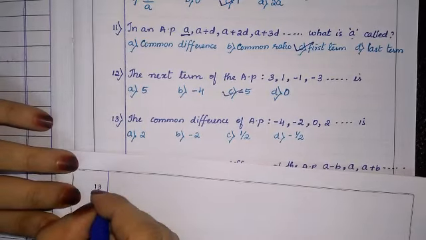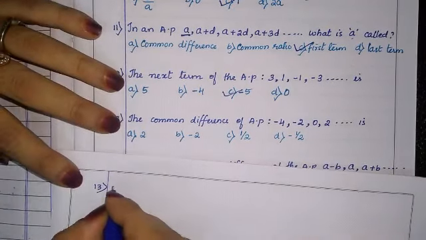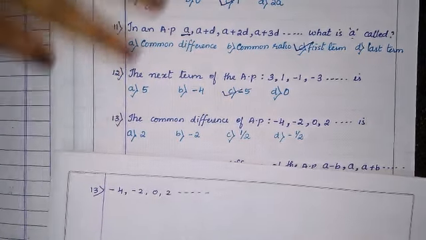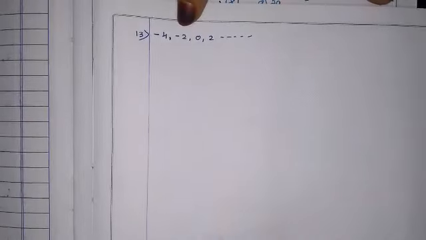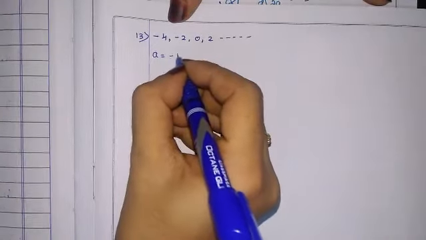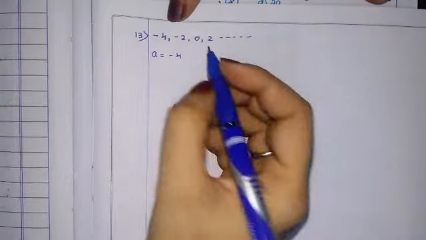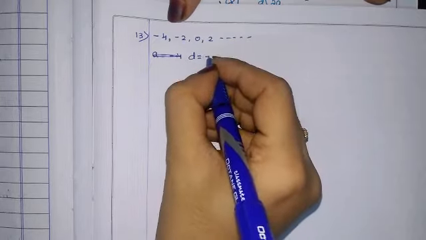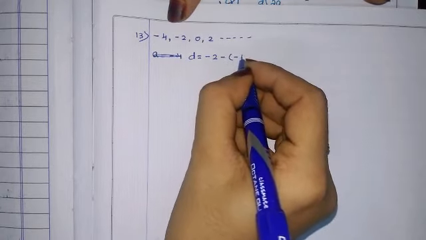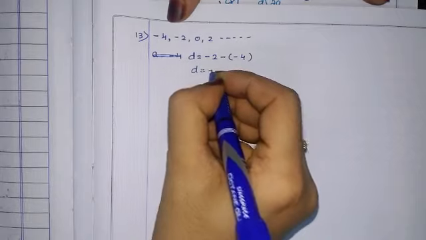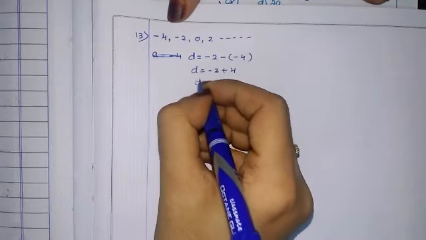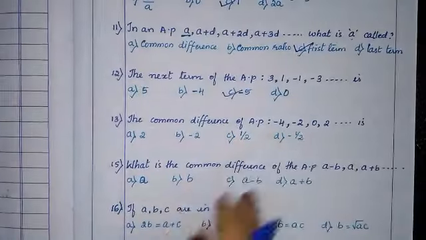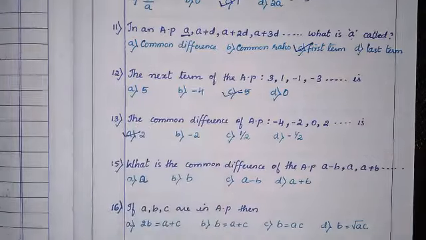13th one question. The common difference of the AP minus 4, minus 2, 0, 2, dot dot dot. So here we have to find the common difference. A is minus 4. D, the common difference, is the second term minus the first term. D is equal to minus 2 plus 4. D is equal to plus 2. Common difference is 2. So plus 2 is the correct answer.